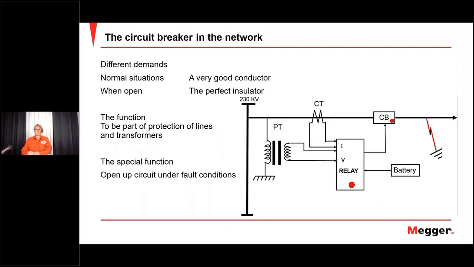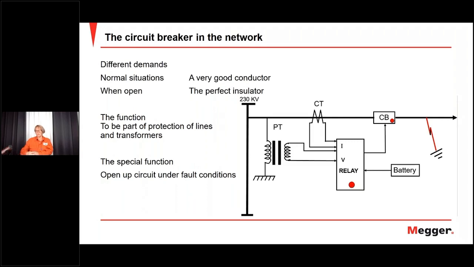The breaker is in the middle of a whole network, and it's an odd object. It has very different demands. During normal situation, when it's closed, it's almost the perfect, a really good conductor, supplying power through the breaker to the network and users. But when it's open, it should do totally the opposite. It should be the perfect insulator.